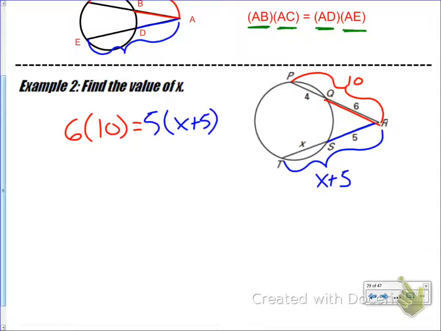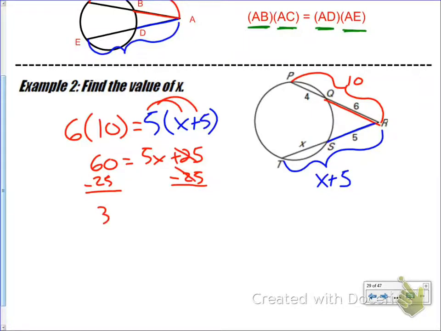And I'm going to go ahead and simplify. 6 times 10 is going to be 60. 5 times x is going to be 5x, and then 5 times 5 would be 25. We'll subtract 25 from both sides, and I'm going to get 35 equal to 5x. Divide both sides by 5, and x is going to equal 7. So go back and read the problem. I'm looking for what x is. We saw that x equals 7.